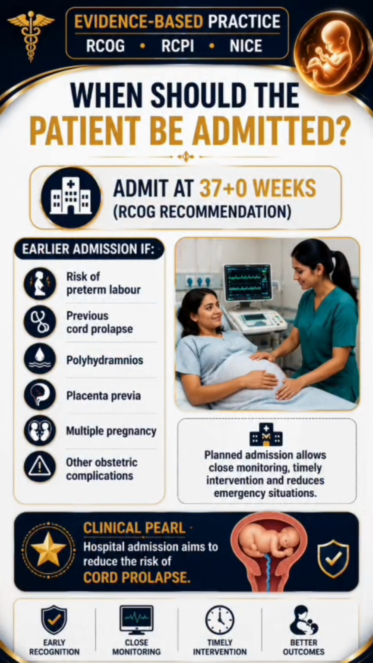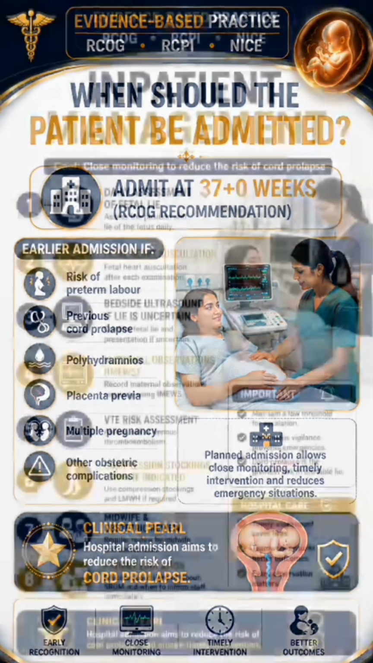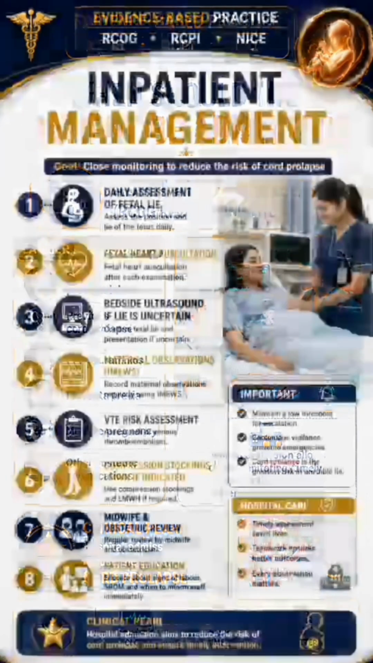If the fetus is still in a transverse or oblique lie, there is significant risk of umbilical cord prolapse, which is an obstetric emergency. This includes women at high risk of preterm labor, a previous history of cord prolapse, polyhydramnios, placenta previa, multiple pregnancy, or other significant obstetric complications. The purpose of planned admission is not simply to keep the patient in hospital. It allows close maternal and fetal monitoring and early recognition of a persistent unstable fetal lie. Am I clear?